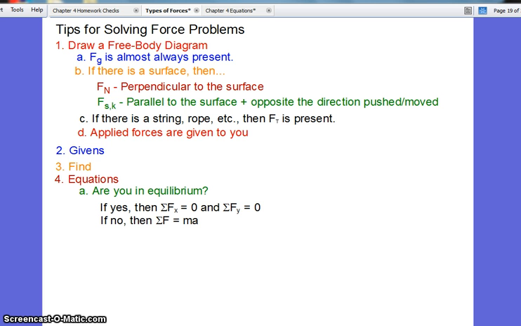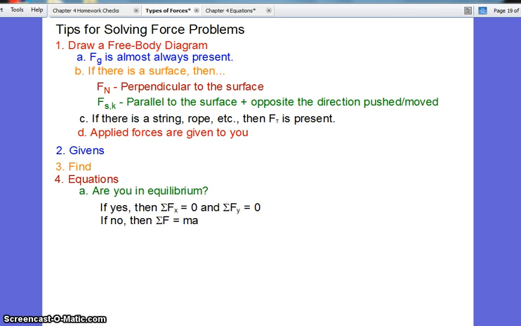If there is a string, rope, or cable, anything like that, there is tension present, and any other forces that would be given to you would be considered applied forces. We of course then write down our givens, what we need to find, and finally we write down our equations.